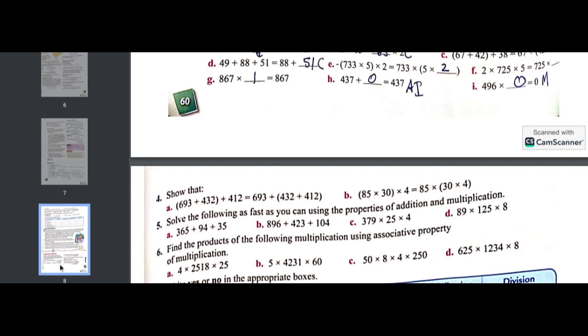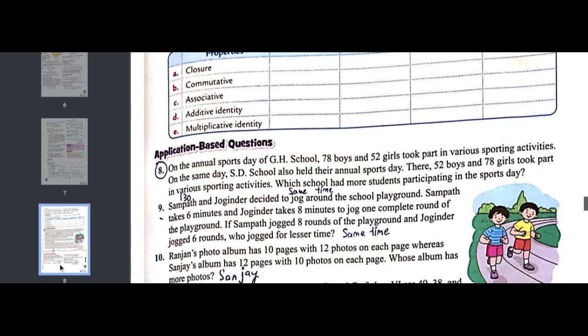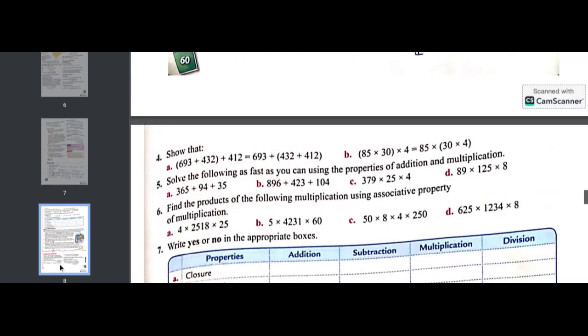I will do the A part and you have to do the B part. And the question 5: solve the following as fast as you can using the properties of addition and multiplication, and find the product of the following multiplication using associative property. You have to do this on both sides and then write yes or no. I think you can do the question number 4, 5, 6 and 7. I will do a few questions, you have to do the remaining parts. Okay, let's do the question number 4, A part.